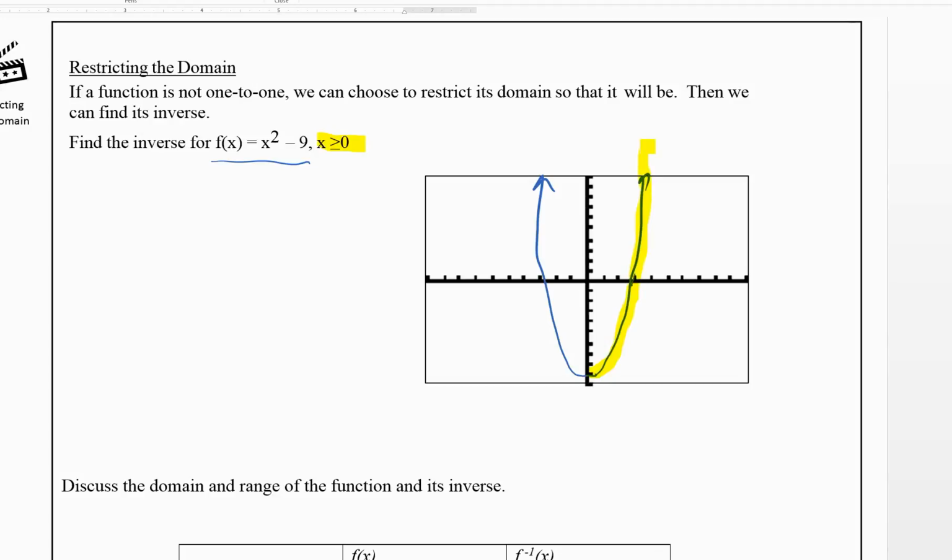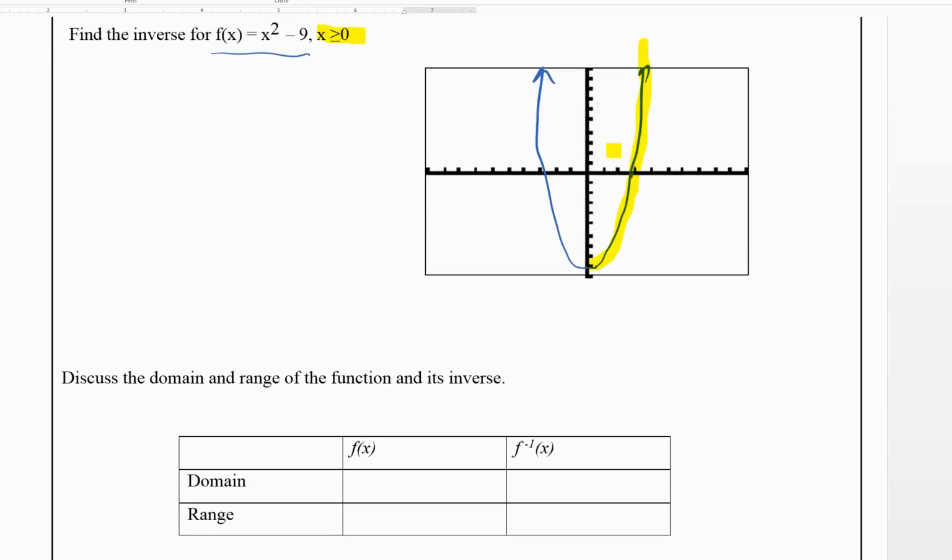We're completely ignoring the part that I haven't highlighted. Then we can find an inverse for that part of the graph. So we're saying for this function that our new domain, so if f of x is x squared minus 9, and we're only looking at the values where x is greater than or equal to 0, our domain would be from 0 to infinity. And our range, well, the lowest we get is -9, and we go up to infinity.